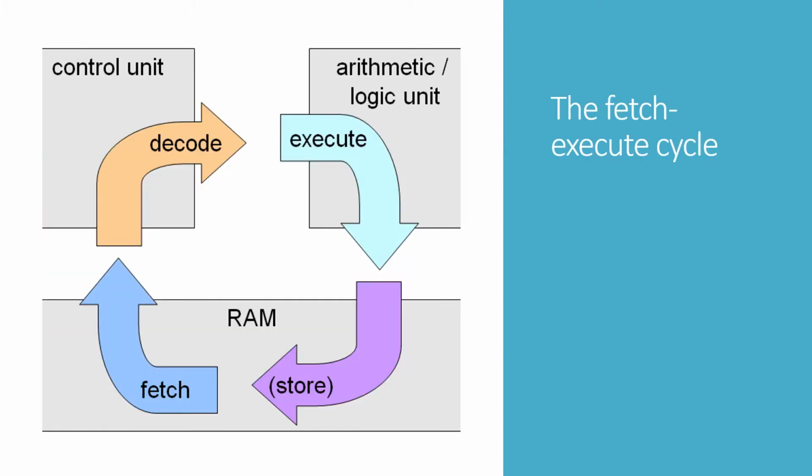Remember what we have learned about the fetch execute cycle. Data and instructions are fetched from RAM to the processor. The instruction is decoded in the control unit and executed in the ALU. The result is then saved back to RAM.